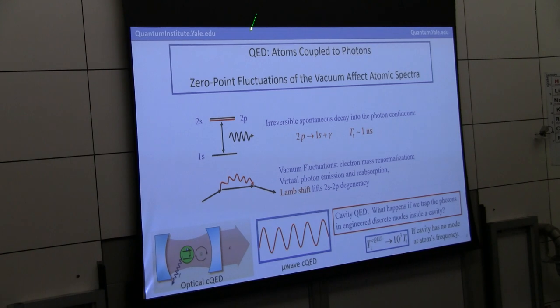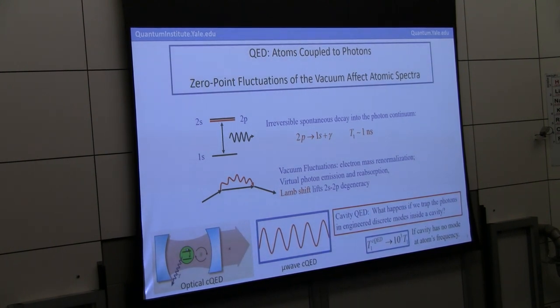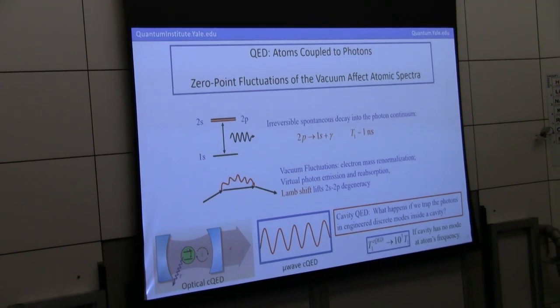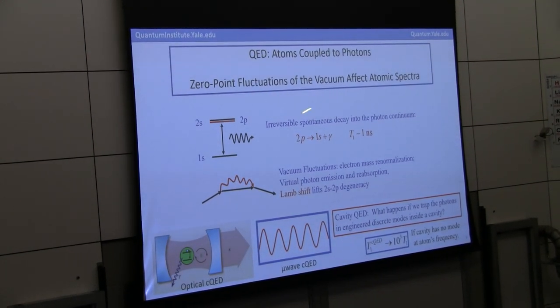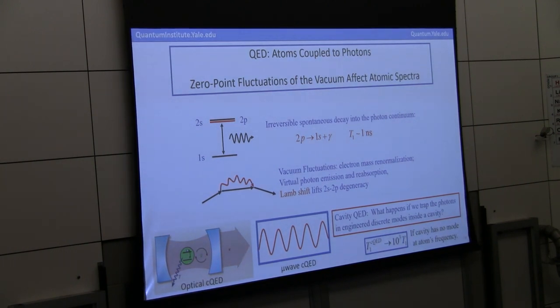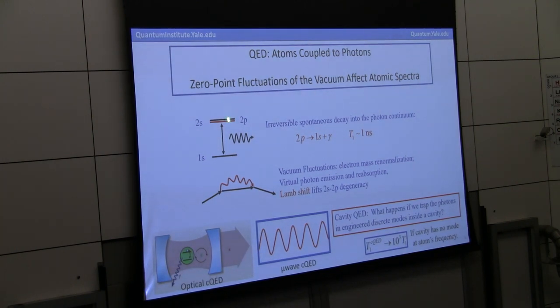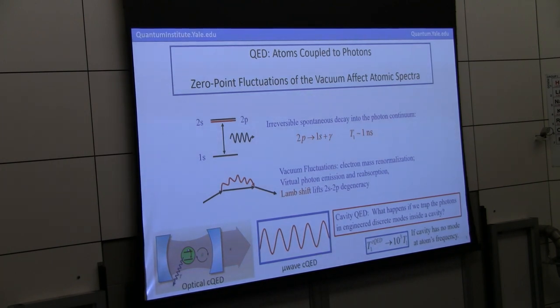Just to remind you, quantum electrodynamics is the study of quantized electromagnetic fields interacting with electrons and atoms. It's the fact that the zero-point fluctuations of the electric field in the vacuum can destabilize the 2p orbital of hydrogen and cause the irreversible spontaneous decay of the hydrogen atom from 2p to 1s, emitting an ultraviolet photon in a time of about 1.6 nanoseconds.